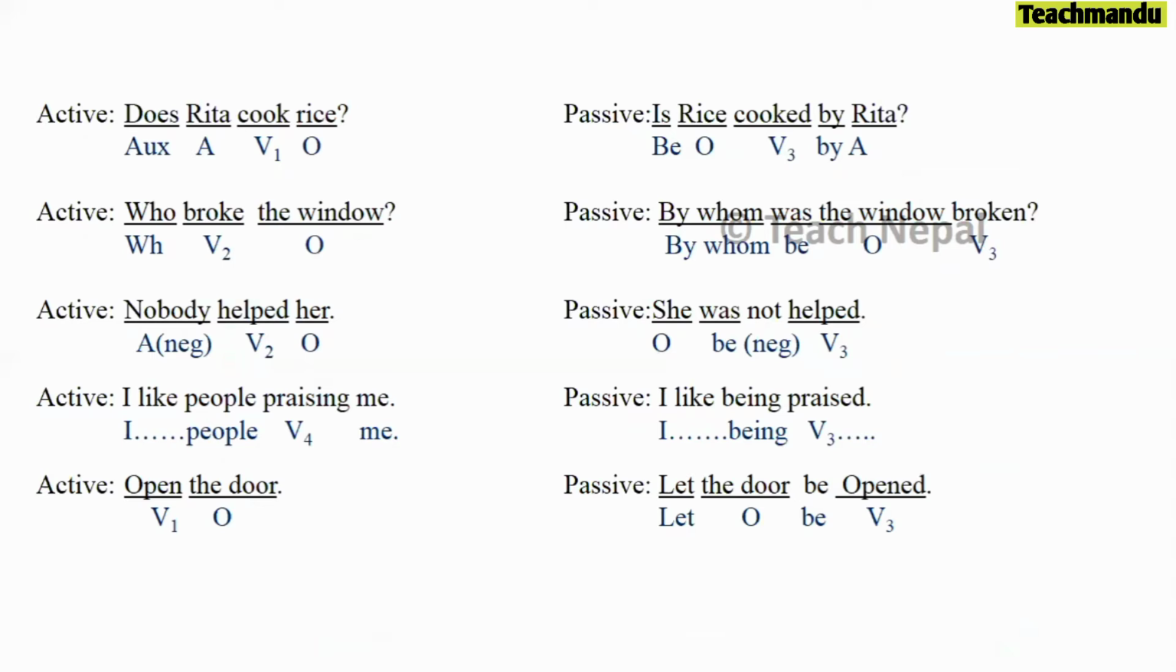And then, I like people praising me. I like being praised, right? In such cases, we write being or having. I'll show you how you need to write about this being and having in the passive sentences.